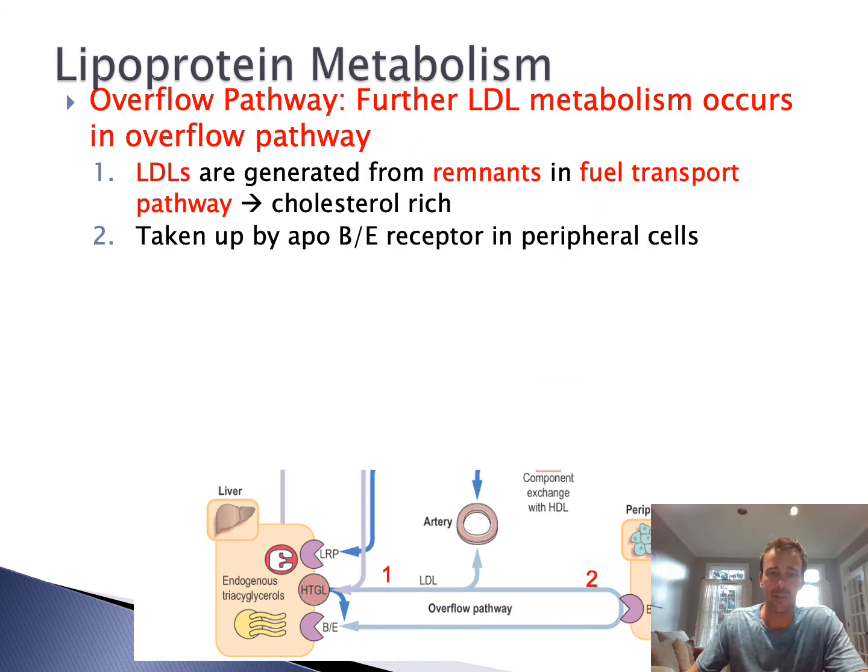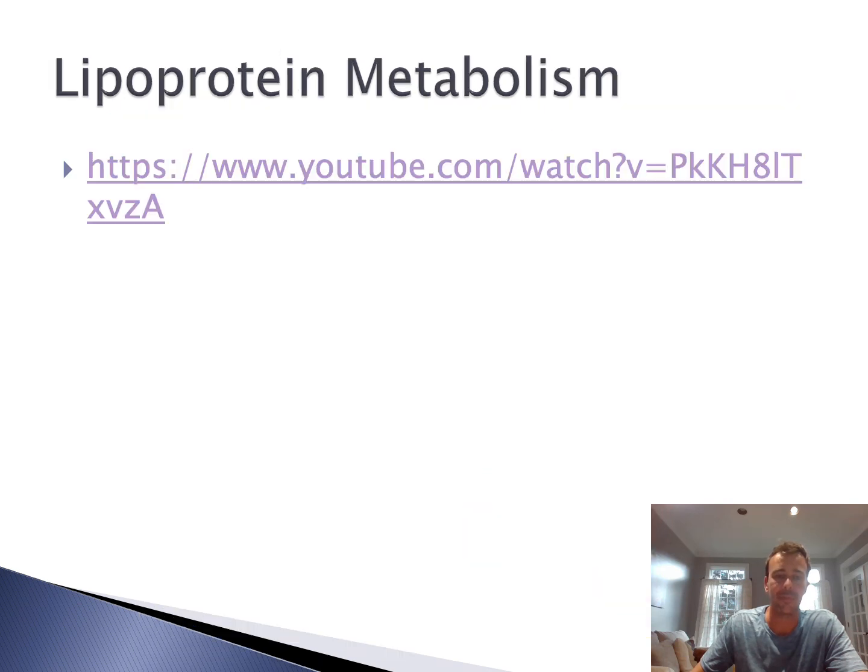This is where the overflow pathway comes in. Further LDL metabolism occurs through this overflow pathway. As I mentioned, these LDLs are generated from remnants in the fuel transport pathway. They are rich in cholesterol. So they are taken up by the ApoBE receptor in peripheral cells. There's a YouTube video I found a while back that explains this and shows it more live in action. If you're interested in watching that, it might help you think through that a little bit.